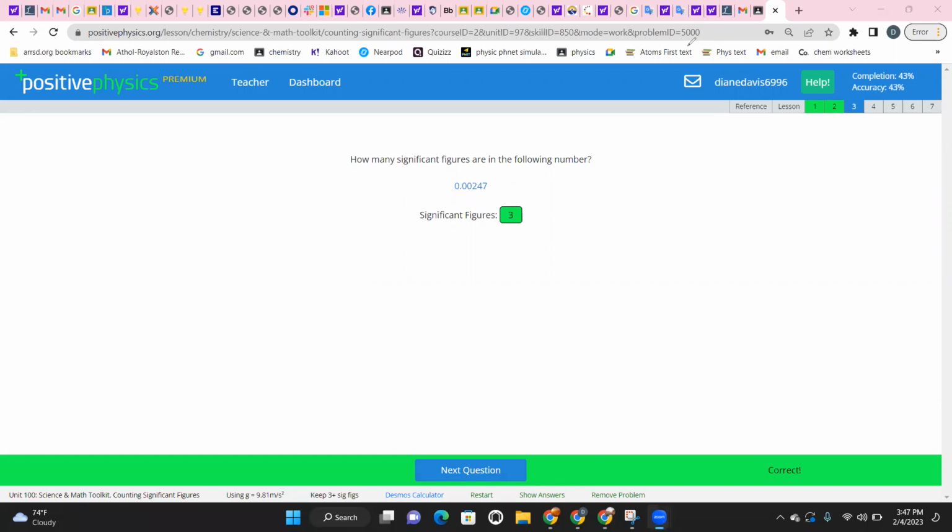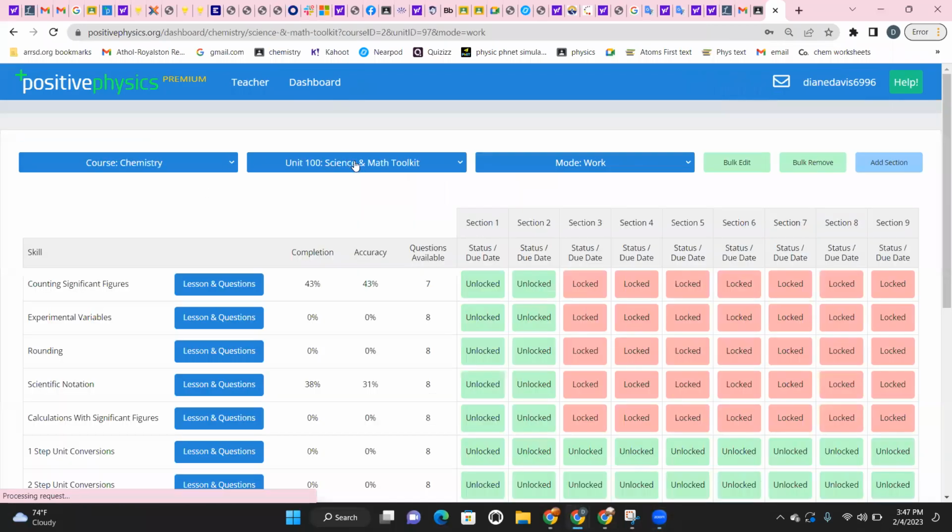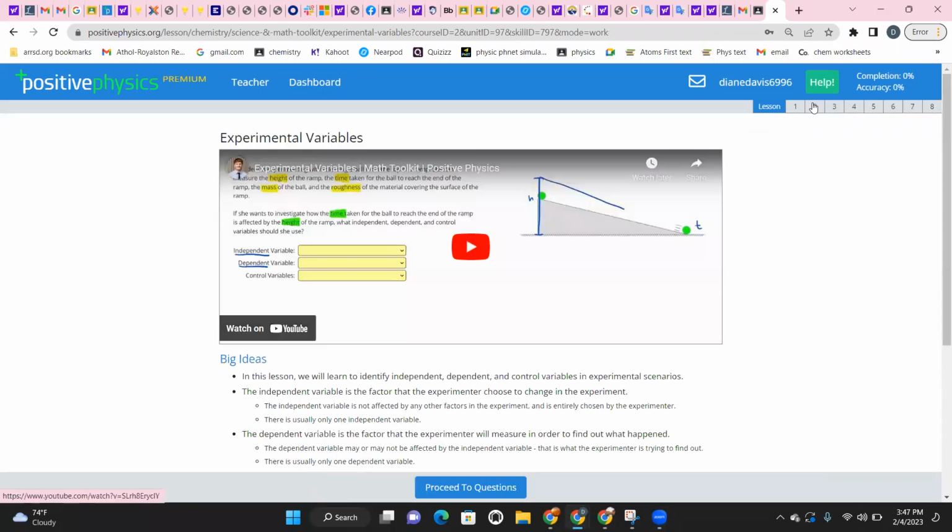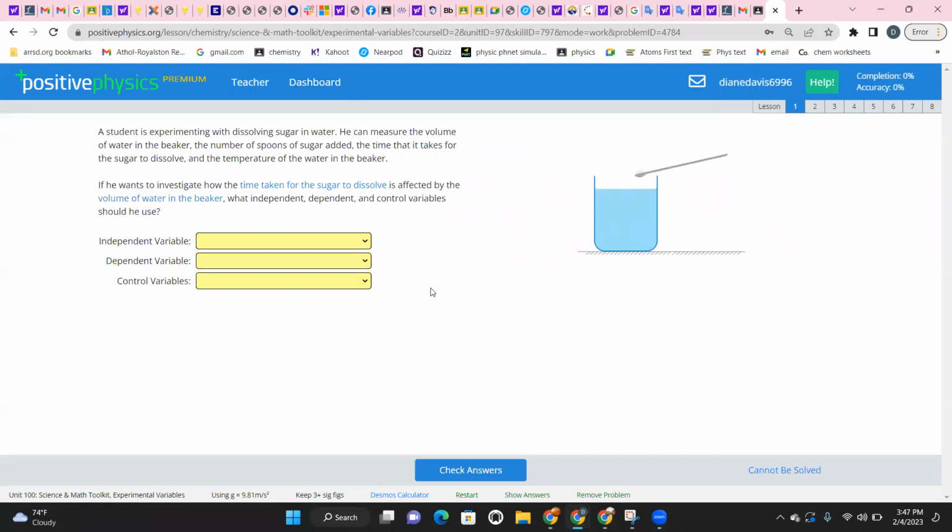Okay, now we're going to go to some other problems. So going back to my dashboard. Okay, looking at these problems here. So a student is experimenting with dissolving sugar in water. He can measure the volume of the water in the beaker, the number of spoons of sugar added, the time that it takes for the sugar to dissolve, and the temperature of the water in the beaker.